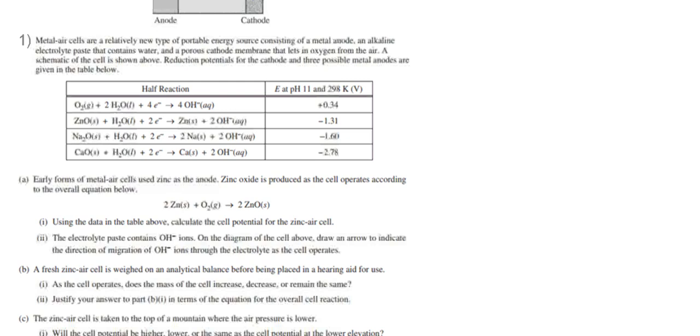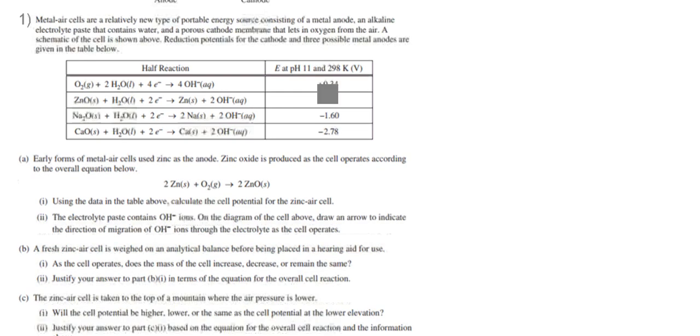And A, early forms of the metal air cells use zinc as the anode. Zinc oxide is produced as the cell operates according to the overall equation below. So they give me the equation. So we have an A-I and an A-double-I.